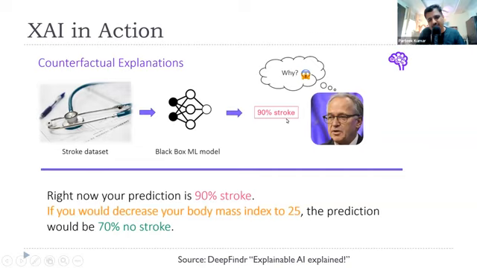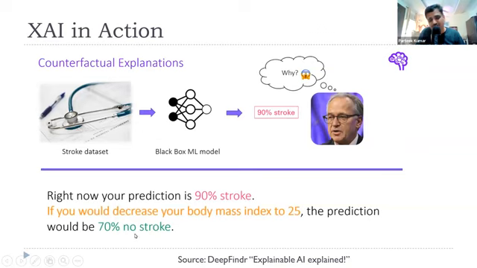The undesirable class is stroke. So this person wants to move from stroke to no stroke. Counterfactual explanation can provide the detail of what action this person should take so that he can have no stroke status. So explainable AI can generate information like this: right now, your prediction is 90% stroke. But if you decrease your body mass index to 25, the prediction would be 70% no stroke.